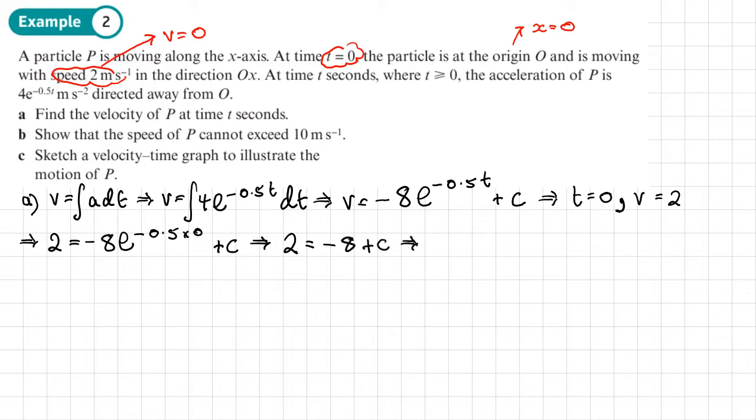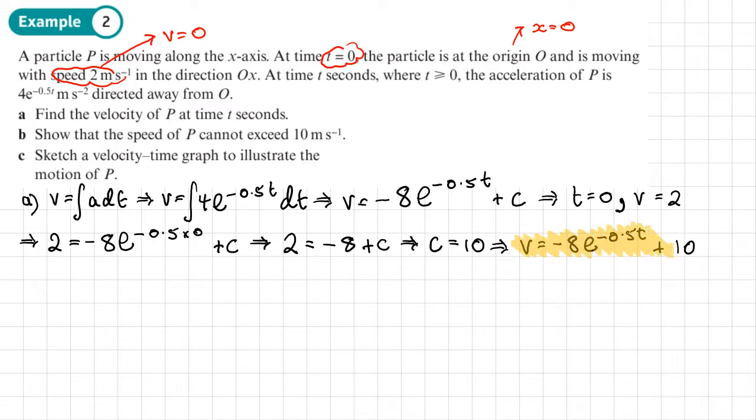So that means that our constant of integration is 10. So my full expression for the velocity is negative 8e to the minus 0.5 t plus 10. So that's my result for part A.